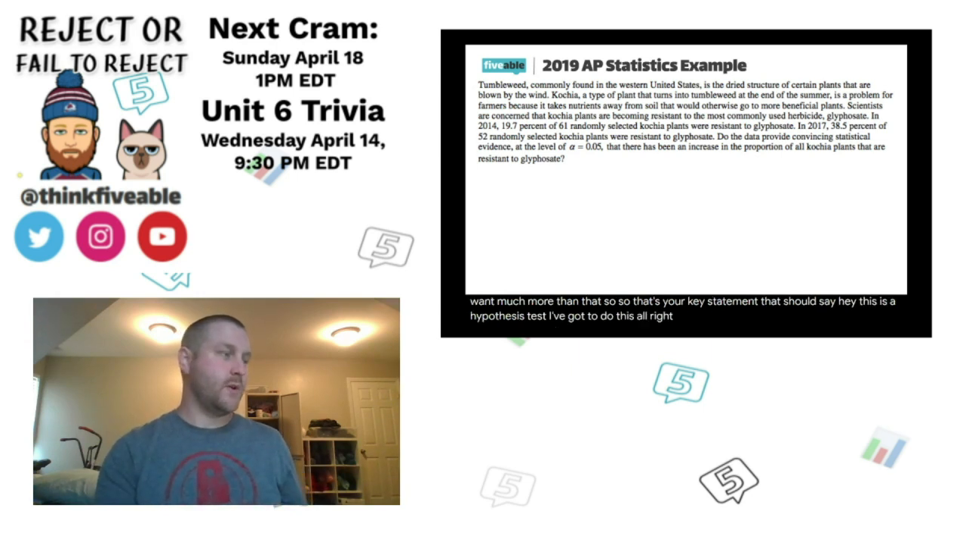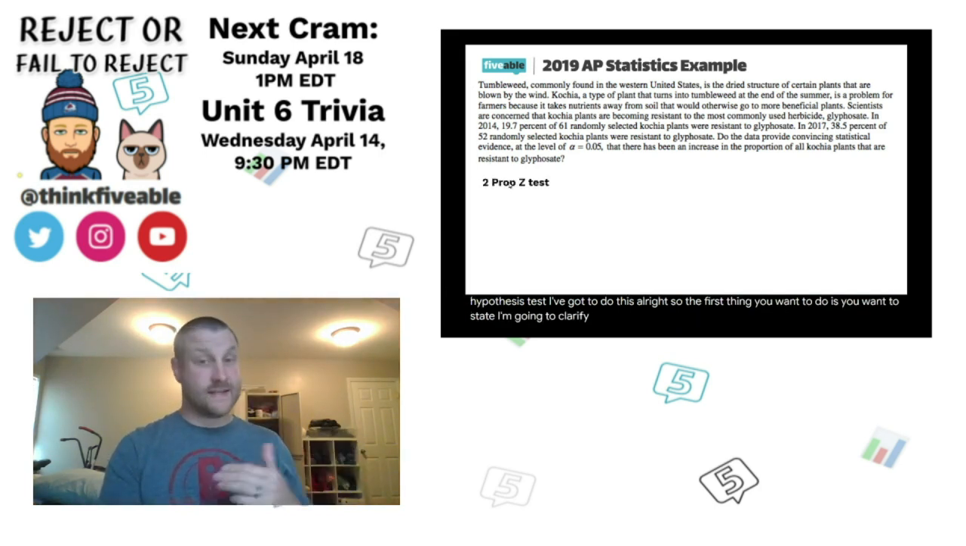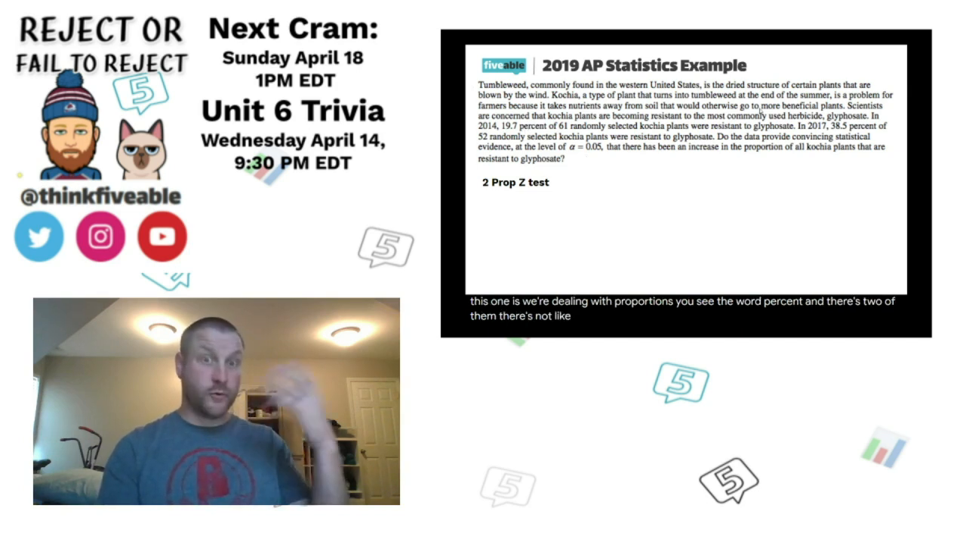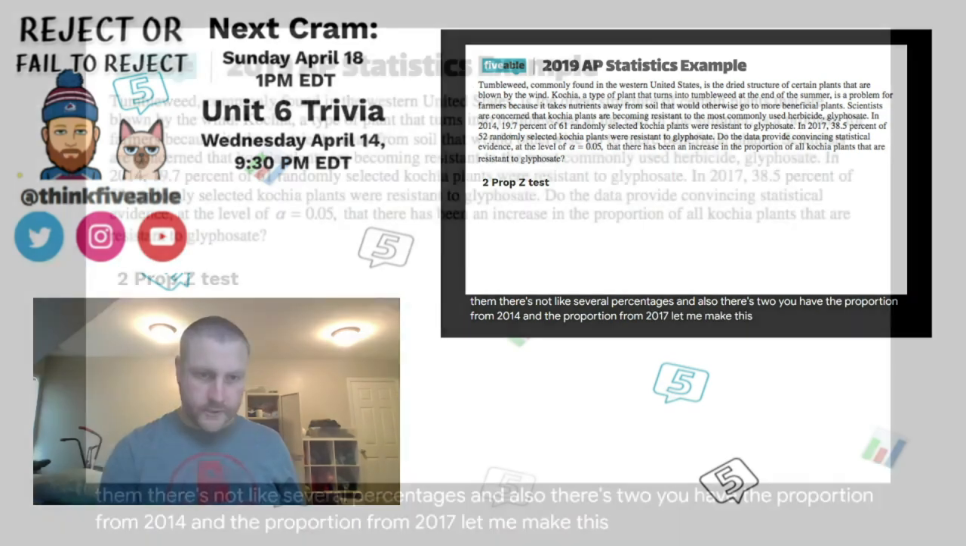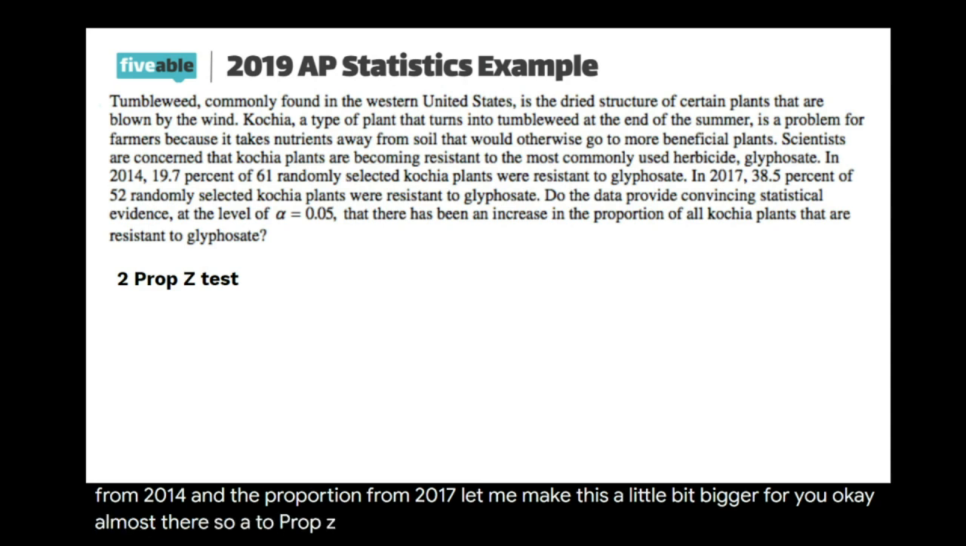All right. So the first thing you want to do is you want to state. I'm going to clarify what test I'm running. That kind of puts me on the right path. This one is, we're dealing with proportions. You see the word percent, and there's 2 of them. There's not like several percentages. And also there's 2. You have the proportion from 2014 and the proportion from 2017. Let me make this a little bit bigger for you. Hopefully that helps there. So a 2-prop z-test.